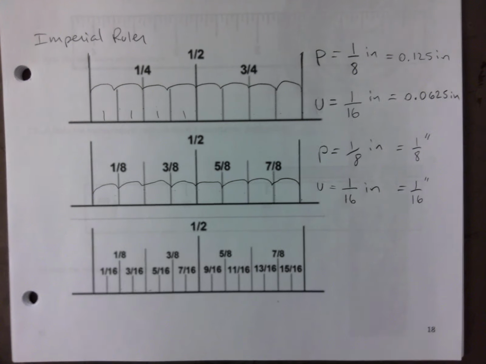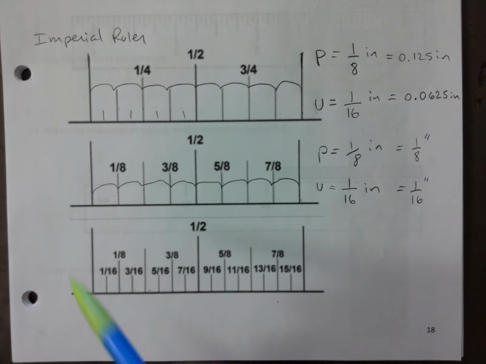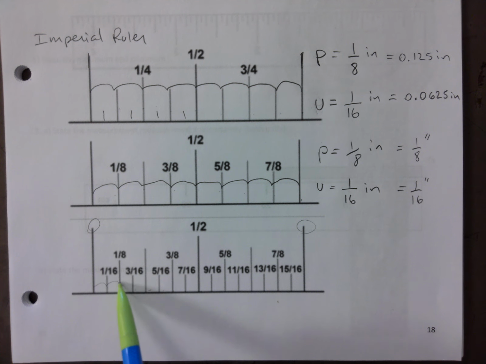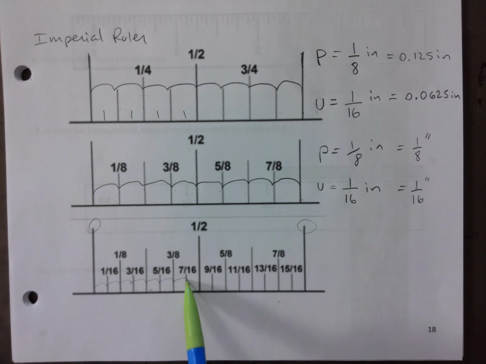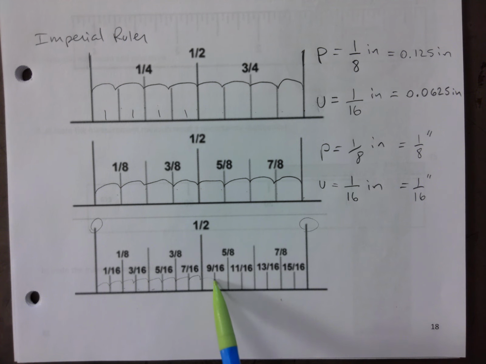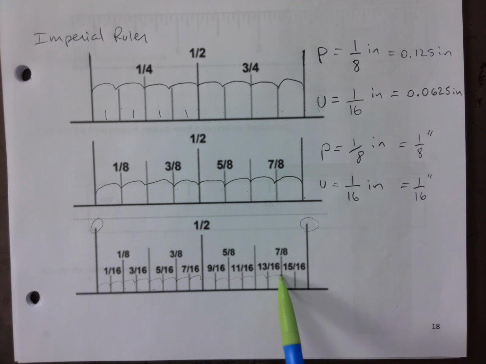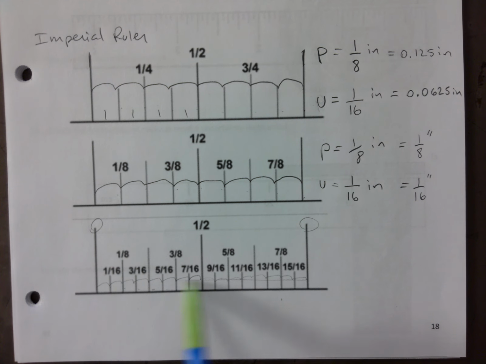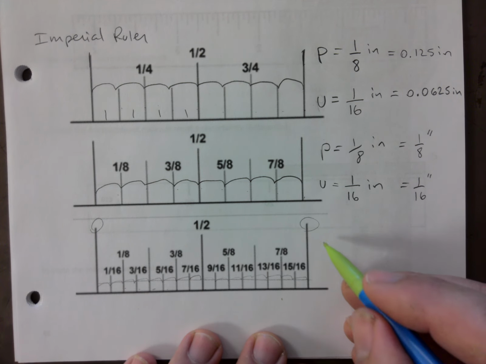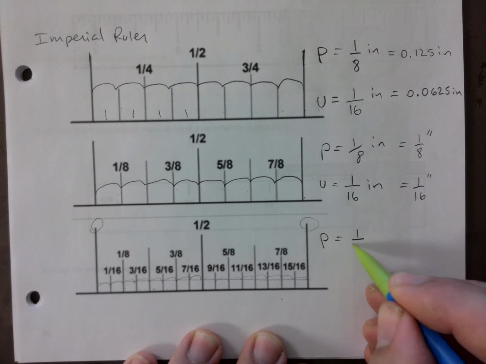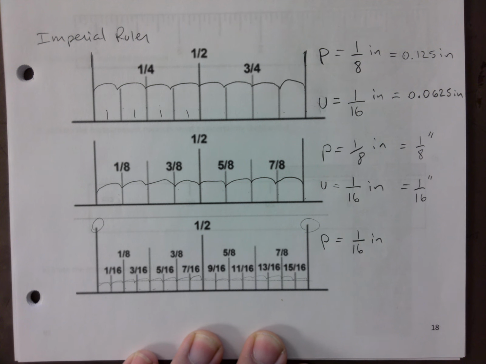So don't overthink it too much with rulers. It is just count how many spaces there are from one whole unit to the other. So what about this one down here? 1, 2, 3, 4, 5, 6, 7, 8 to the middle. 1, 2, 3, 4, 5, 6, 7, 8, another 8. So I have 16 in total. So here my precision is actually 1/16 of an inch.